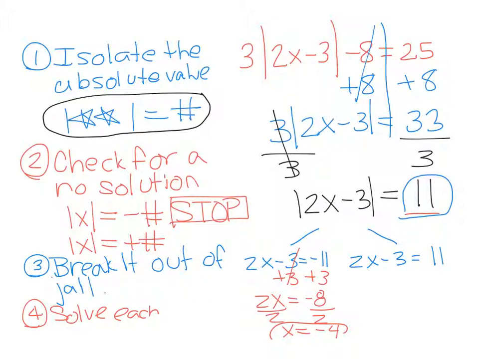To solve the other equation, 2x minus 3 equals positive 11, I'll add 3. Divide by 2. And my other equation is x equals 7. So you have 2 answers to this problem. X equals negative 4, x equals 7. Let's look at another one just to make sure we got it. Let's say I asked you to solve the absolute value of 2x minus 1 equals 7.